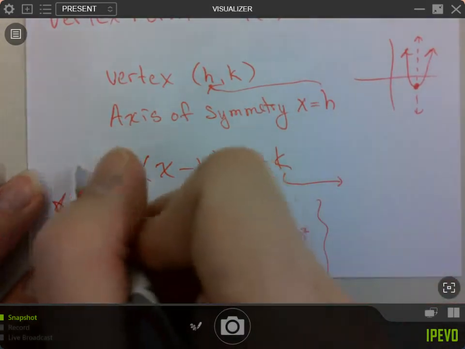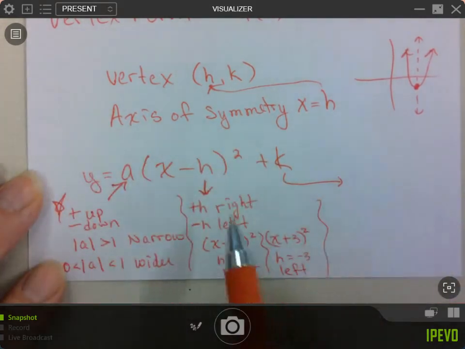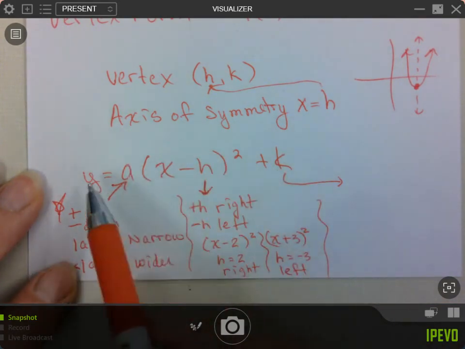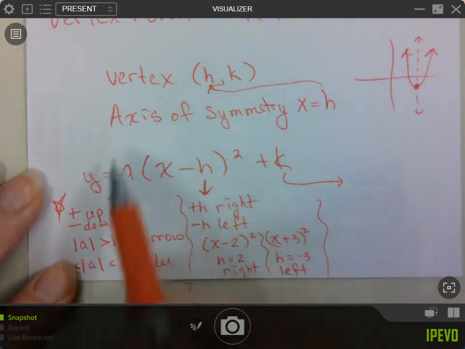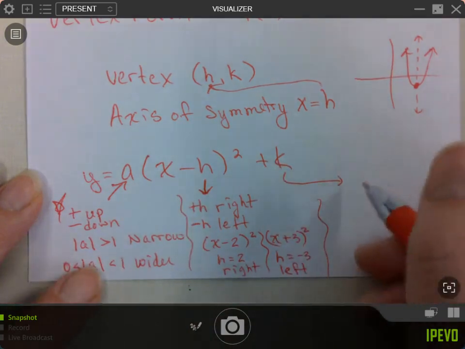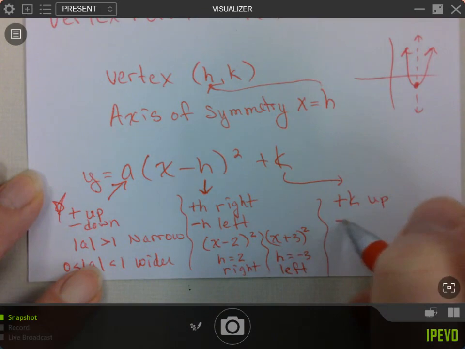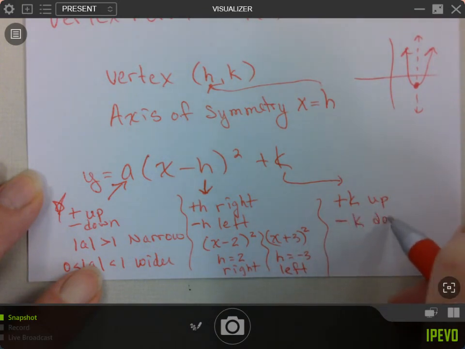Moves it up or down. So this is really our y equals. When it's paired with x, it shifts the x left or right, up or down. K is, hey, whatever y was this, now add to it. Y is this, subtract. So this moves it. If it's a positive k, it's going to move it up. If it's a negative k, it's going to move it down.